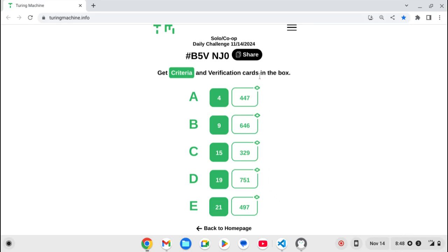And the puzzle uses the green verification cards. The code above is your way to get more information on today's puzzle by searching the code on turingmachine.info. Let's go solve.